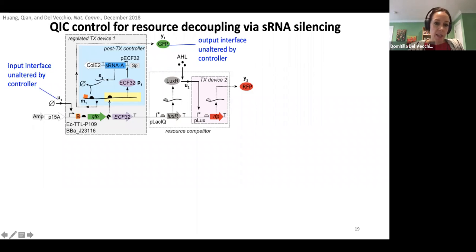Then, as you can see here, we are producing GFP co-transcriptionally with an ECF, which is then activating our sRNA and targeting the whole mRNA of GFP for degradation. Due to the post-transcriptional nature of this controller, I just want to point out that the inputs and the outputs of your device are unchanged, so they are untouched by the controller.